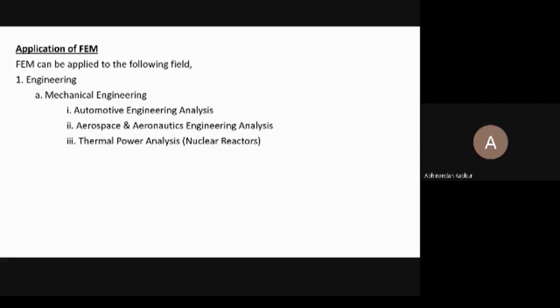Physical thing is not possible. So in that case, we are taking the help of this FEM. And any structural analysis related to mechanical can also be done using this FEM. So these are some of the areas which come under mechanical engineering.